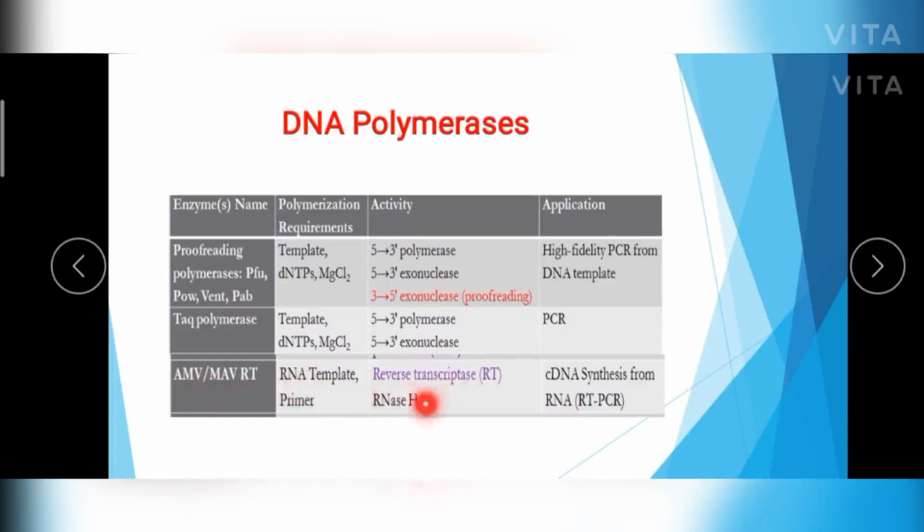The third type is the reverse transcriptase enzyme. Here the template taken is RNA. In the previous ones you saw DNA as the template, but in this one RNA acts as the template, and you will have the primer. The enzyme has reverse transcriptase activity, an RNA dependent DNA polymerase activity, and an additional ribonuclease activity is also there.